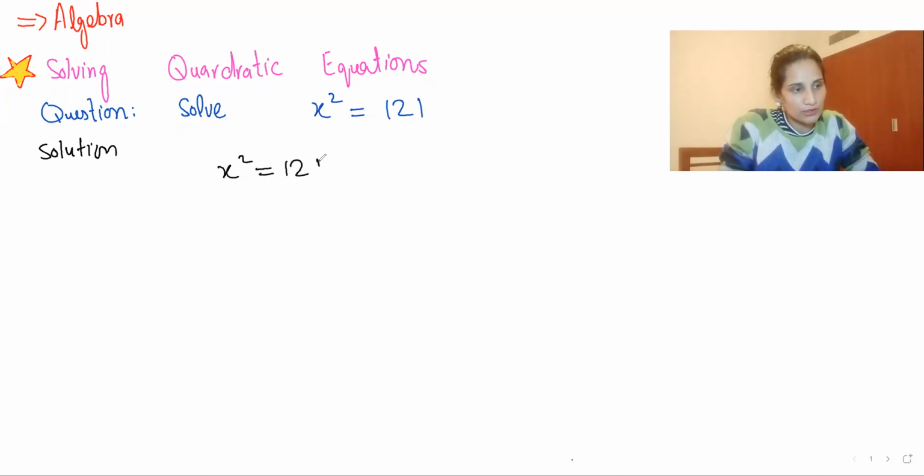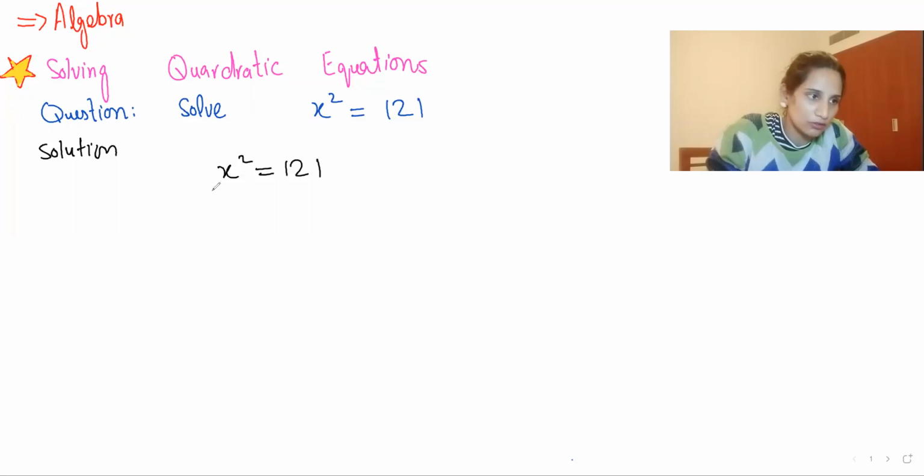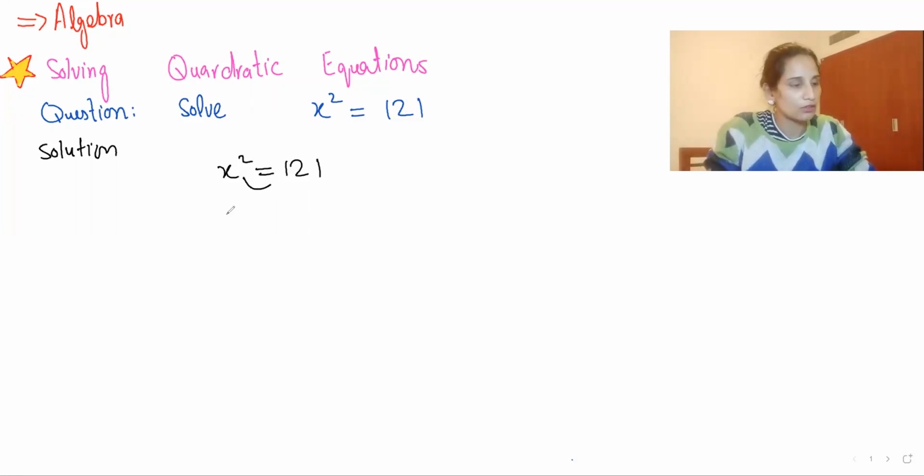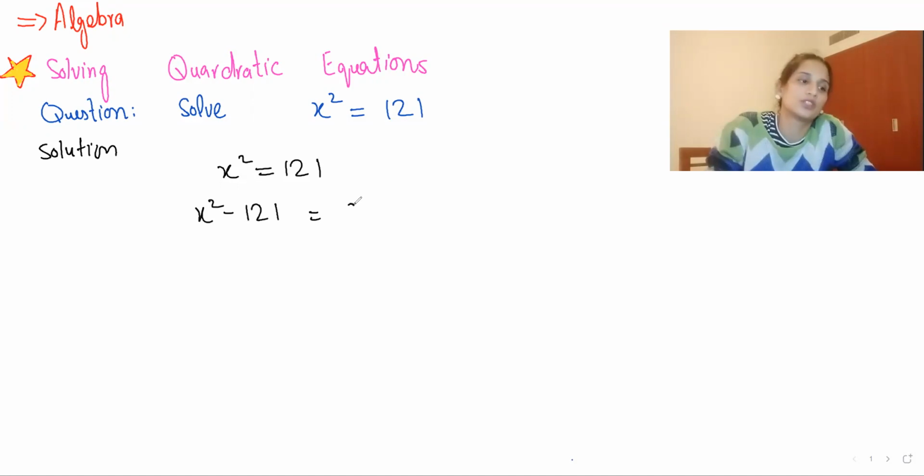Let's start the solution by rewriting the equation. Here we can take this 121 to the other side of the equality and solve it. x square minus 121 is equal to 0.